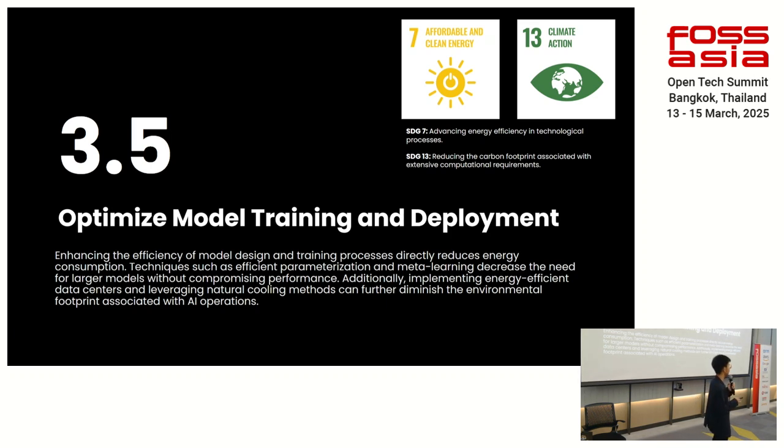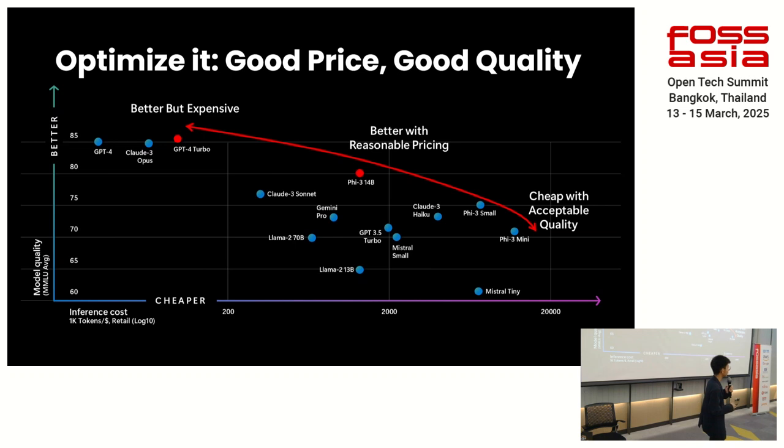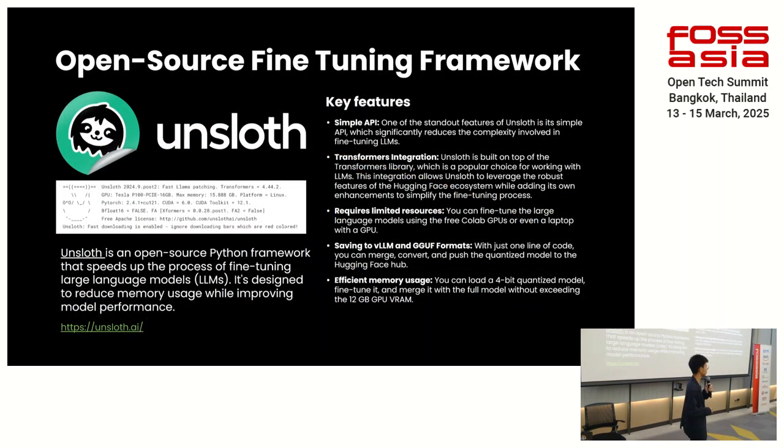The next one would be optimized model training and deployment. If you optimize it, it will be good for inference price, and also it will be cheap with acceptable quality. If you're looking for an open source fine-tuning framework, I would like to recommend Unsloth.